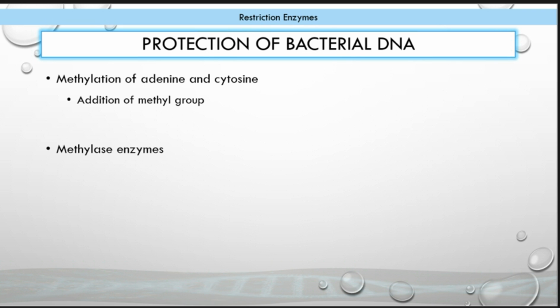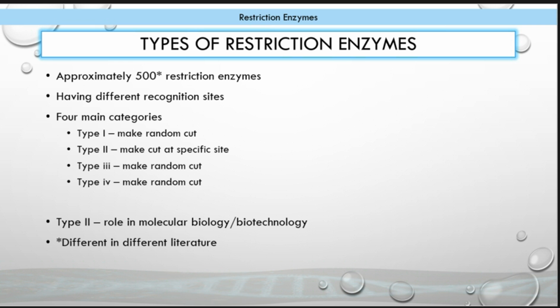The bacterial cell genome is protected from the action of the restriction enzymes by the methylation of the adenine and cytosine nucleotides. There are a variety of restriction enzymes, each recognizing a specific sequence. The type 2 restriction enzymes that make a specific cut are important in the field of molecular biology and biotechnology.